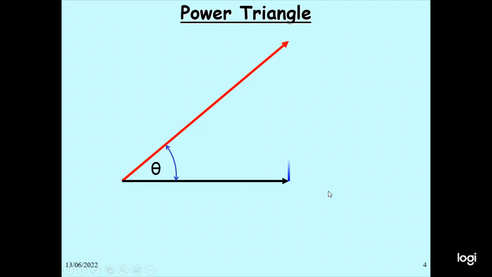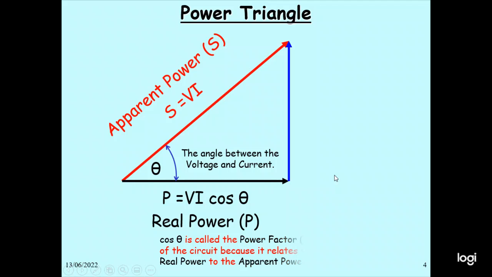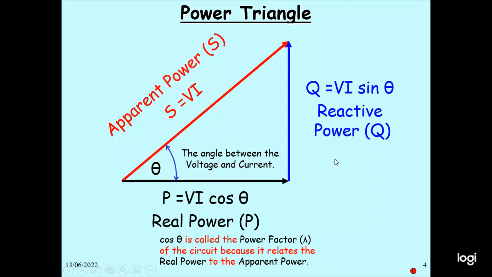Then we're going to talk about the power triangle. This is the power triangle, with the angle between voltage and current. This power is the apparent power S, which is voltage times current. So VI cos theta is the real power: P equal to VI cos theta. The cos theta is called the power factor of the circuit because it relates the real power to the apparent power. Here the vertical is Q. Q is VI sin theta, the reactive power Q.